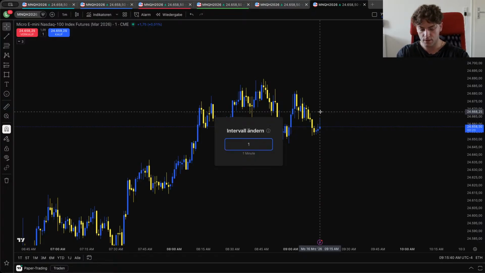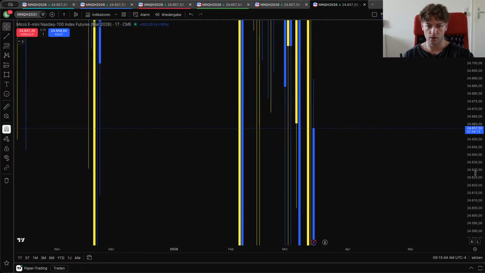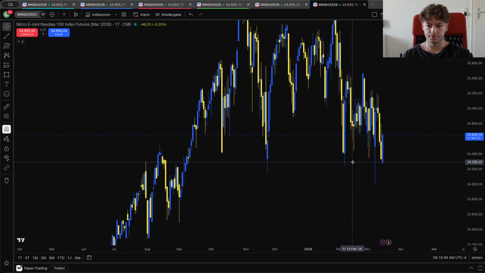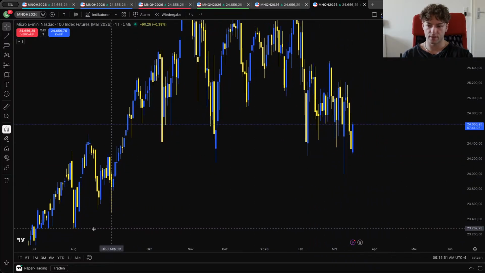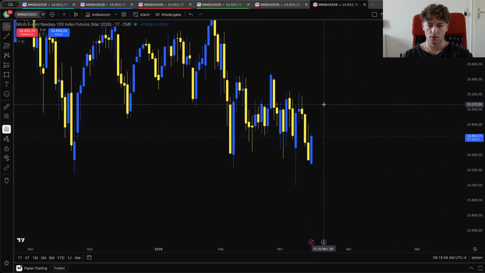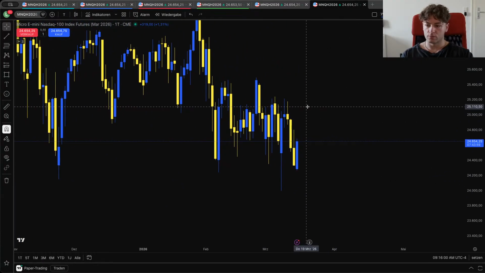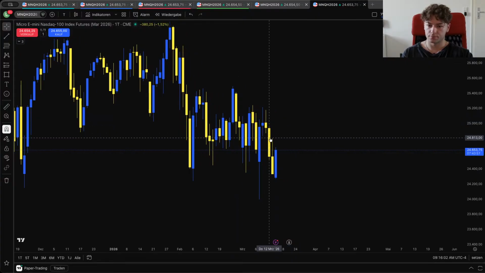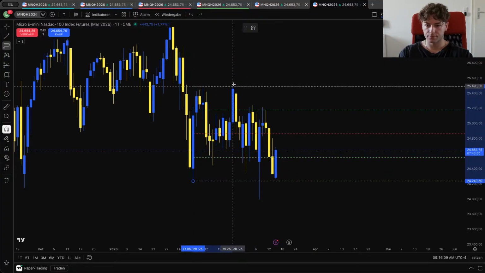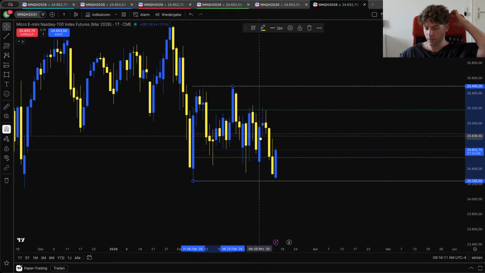So I guess let's drop. Let's go to the daily chart real quick. So yeah, high time frame bias is still bearish. I guess we are going to target these lows. And for now, we are still inside this consolidation range.